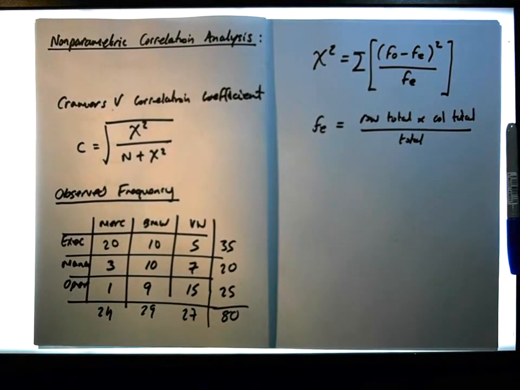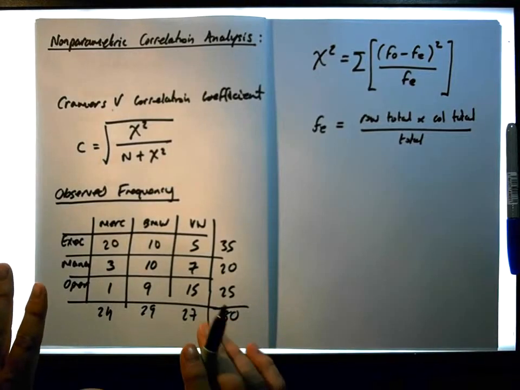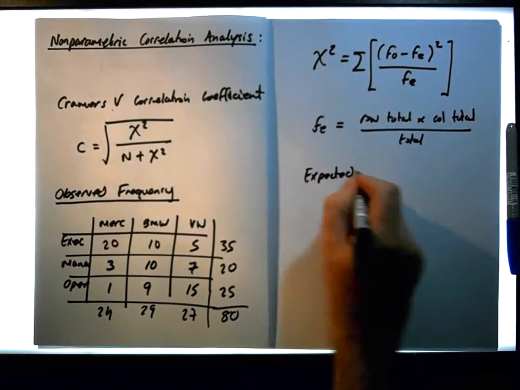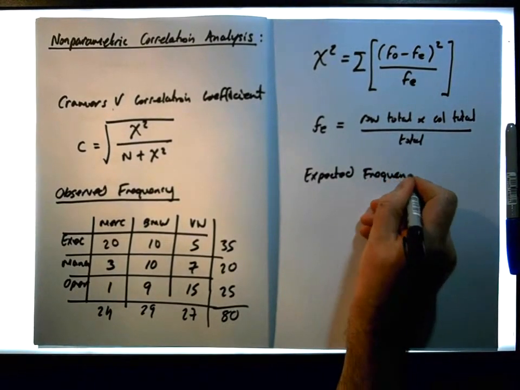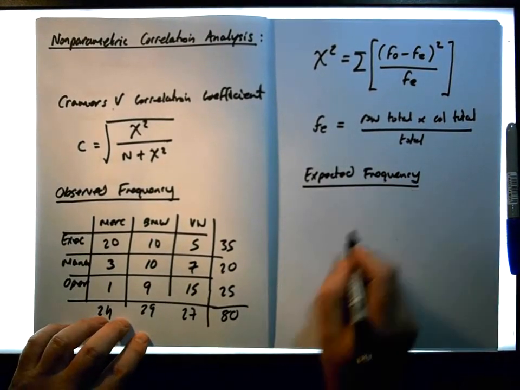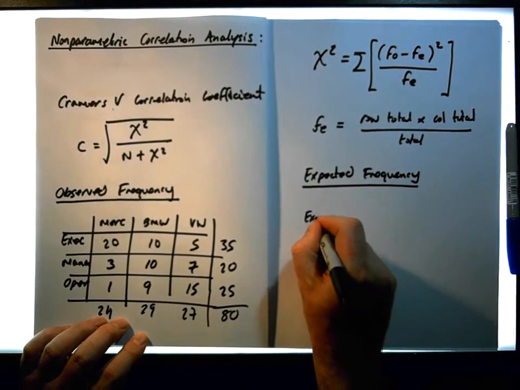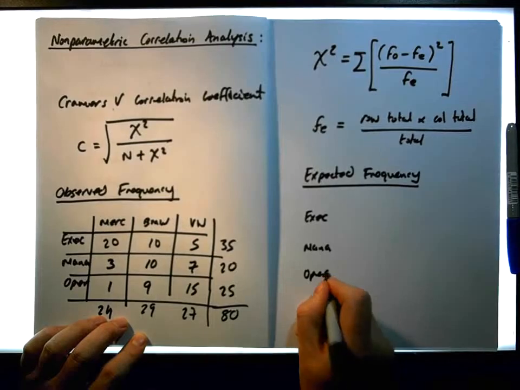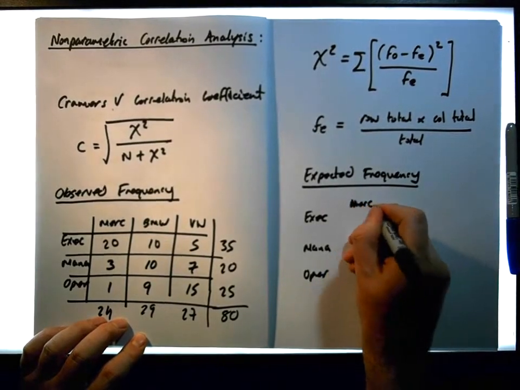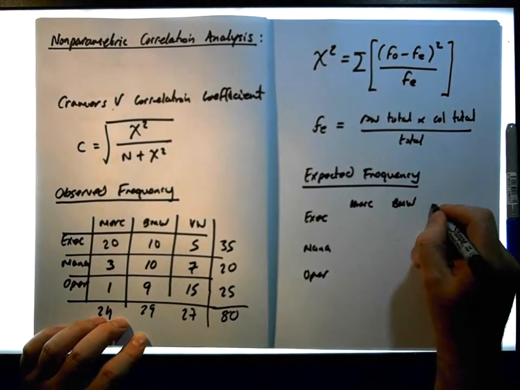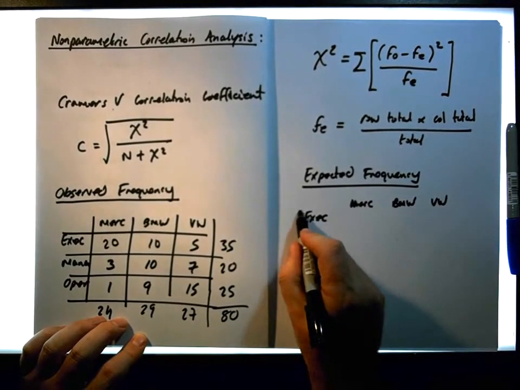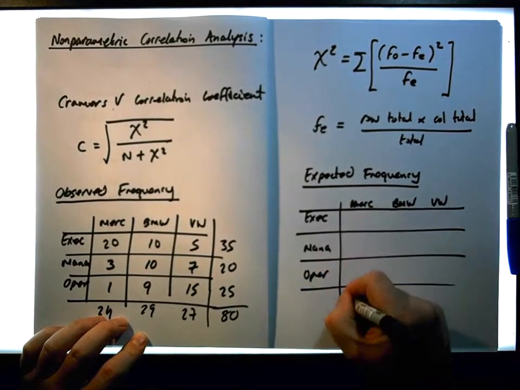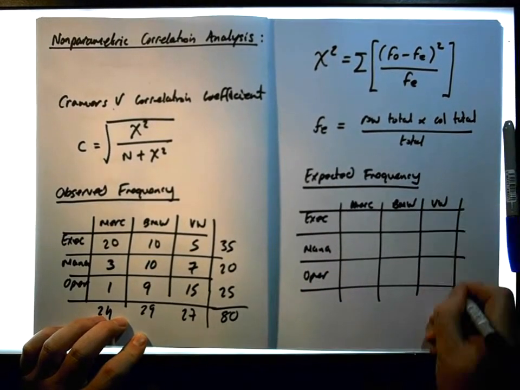Okay, so what we need to do now is construct the expected frequencies. So, the expected frequency table. Once again, we have our execs, we have our managers, we have our operatives, and you either drive a Merc, you drive a BMW, or you drive a Volkswagen. And let's just build that particular table. Okay, and we have our columns. So what we need is the expected frequencies.